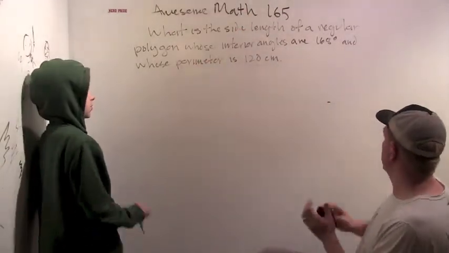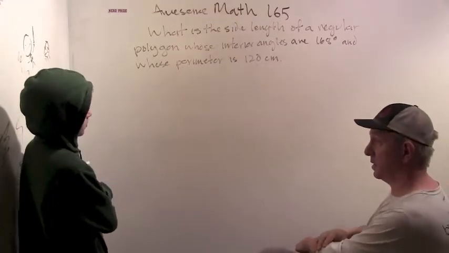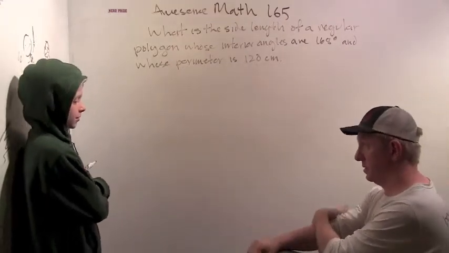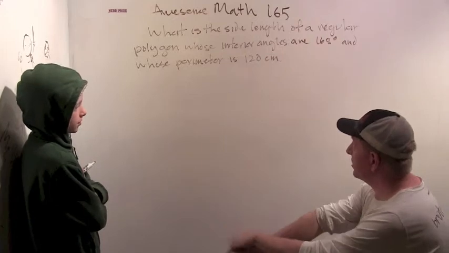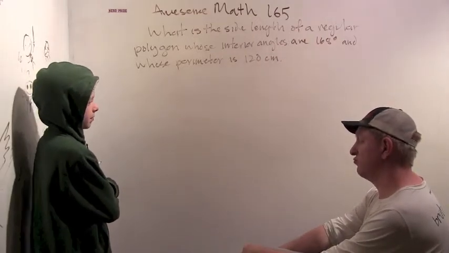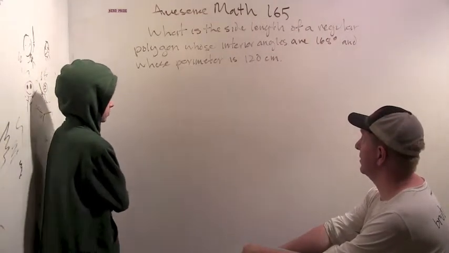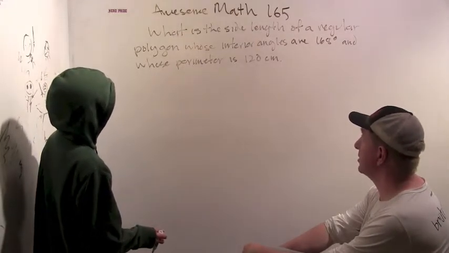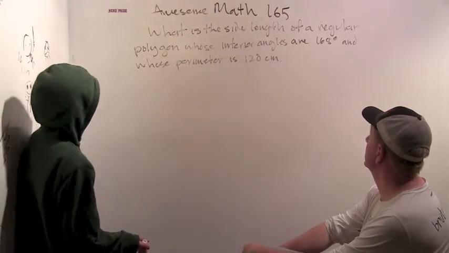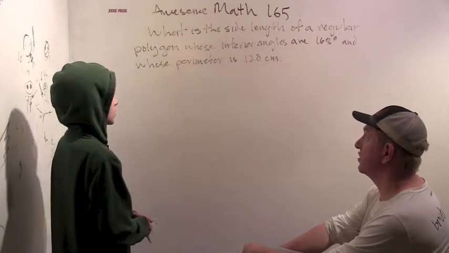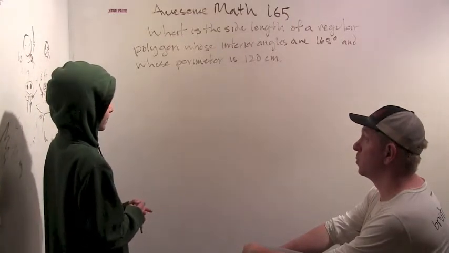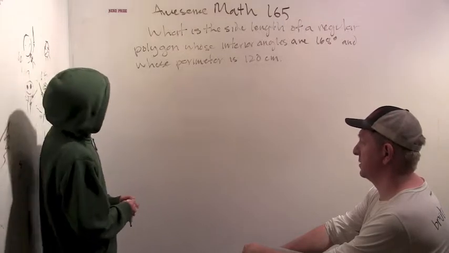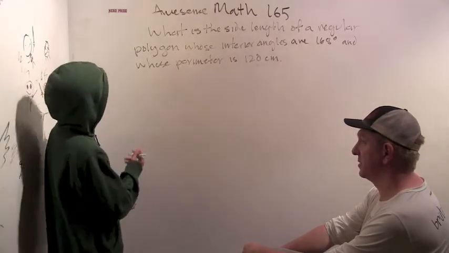This is a challenge problem from your section about area and perimeter. And we worked through a couple challenge problems this morning, right? Yeah. Just give it a try and let's see what happens. What is the side length of a regular polygon whose interior angles are 168 degrees and whose perimeter is 120 centimeters? Whoa.